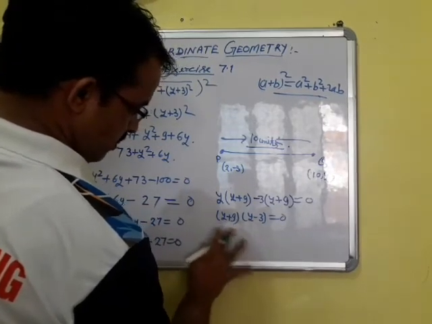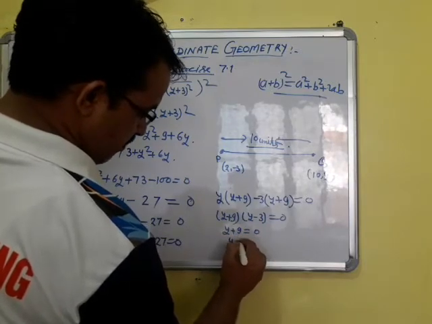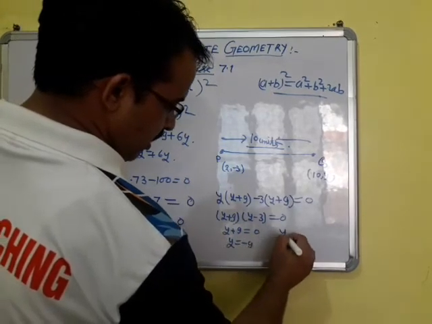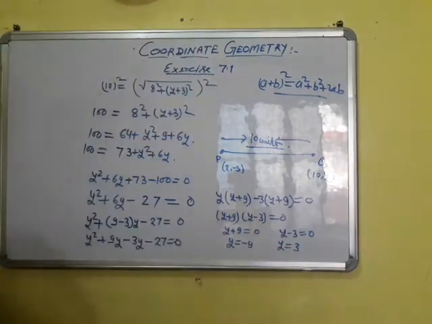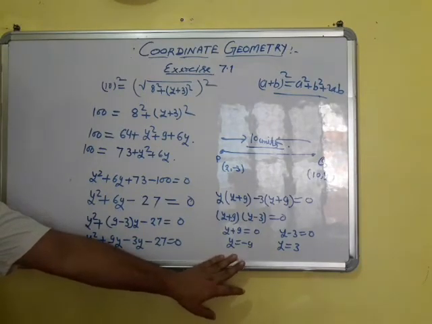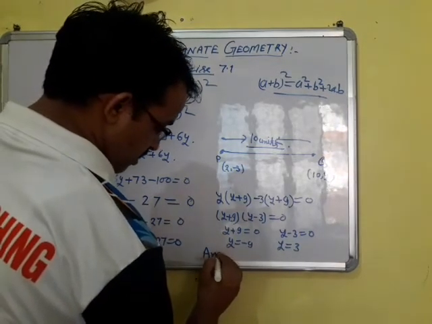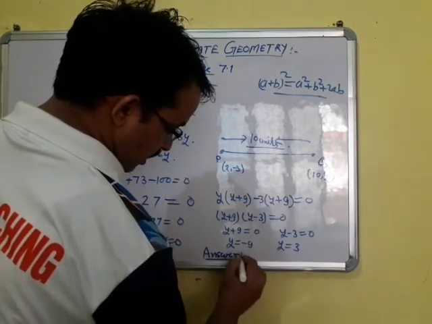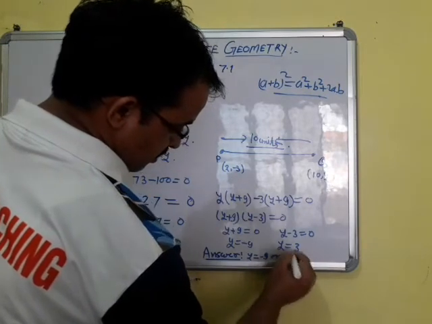So y plus 9 is equal to 0, so y is equal to minus 9, and y minus 3 is equal to 0, so y is equal to 3. Here we find the two values of y: minus 9 and 3. This is your answer: y is equal to minus 9 or y is equal to 3.